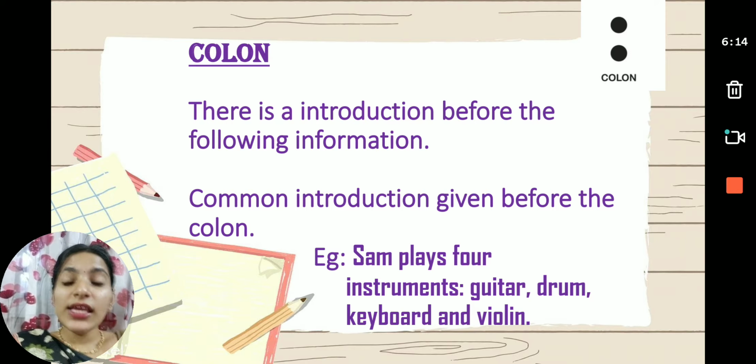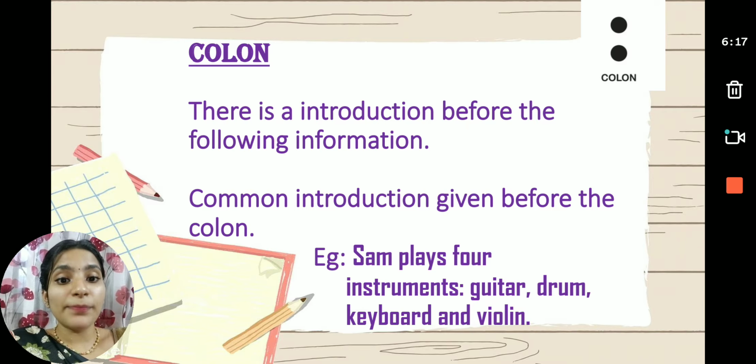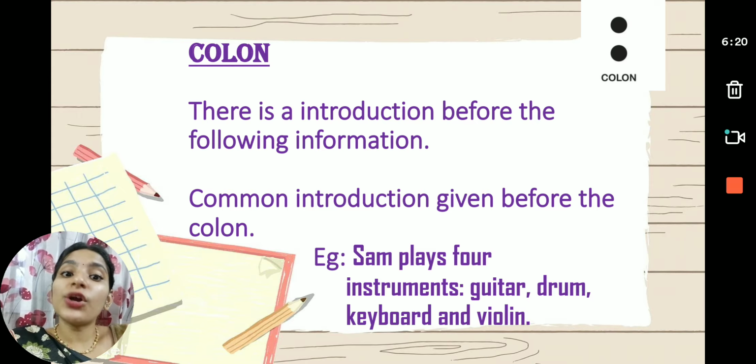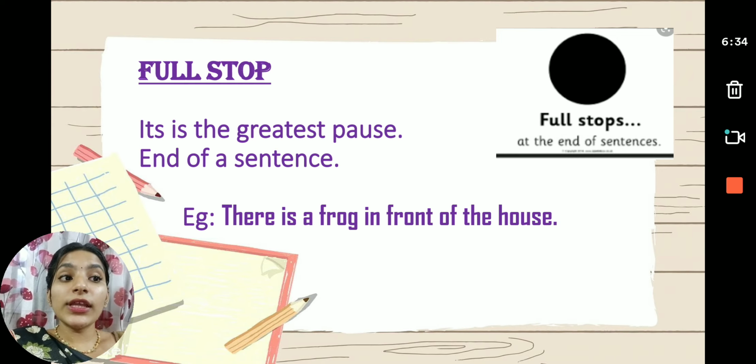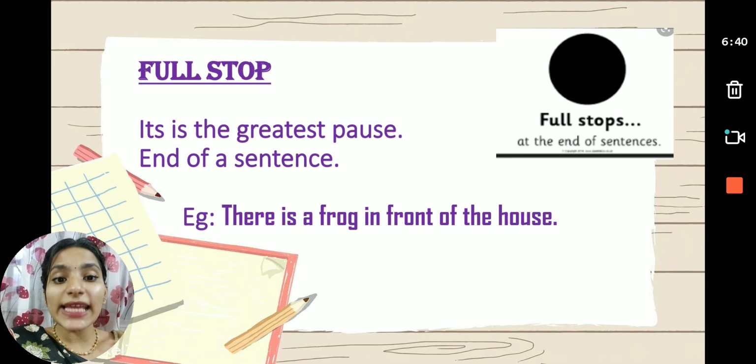So what are they saying? In the example, there's an introduction about Sam playing instruments, and after the colon they are telling what those instruments are. So before the colon there's a small introduction, and then they explain what that introduction is about. Then we all know what a full stop is. It's a big head, a great stop. It is at the end of a sentence and we do not continue the sentence after a full stop. It is the end. We have to use a full stop for every sentence.